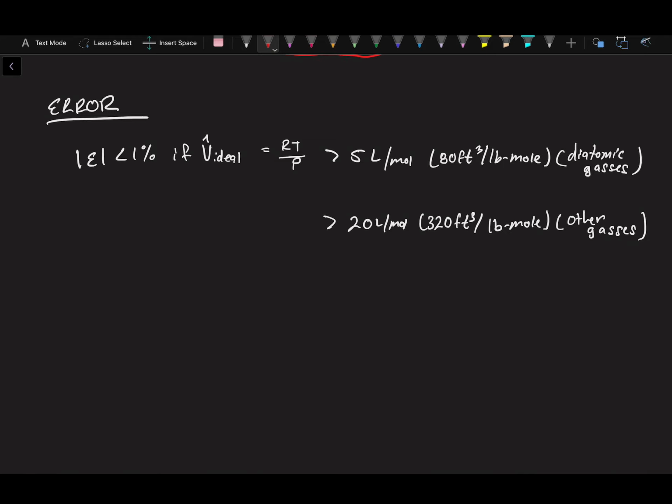If either one is greater than 5 liters per mole, then it will have a percent error of less than 1% for diatomic gases. And this is only for diatomic gases. Now, if V hat ideal equals RT over P, if either one is greater than 20 liters per mole, then your percent error is going to be less than 1% for any other gas.